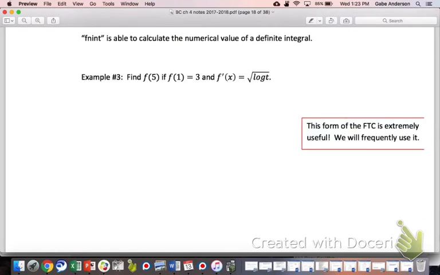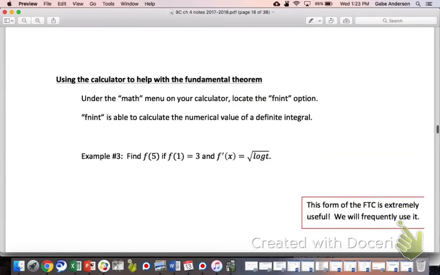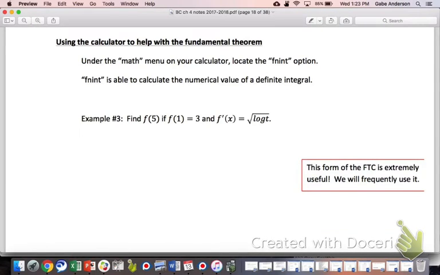Really like this question because it allows you to do the complete FTC 1 and 2 really. So what I would do with this one, hopefully you did something similar, I'd set it up like this.